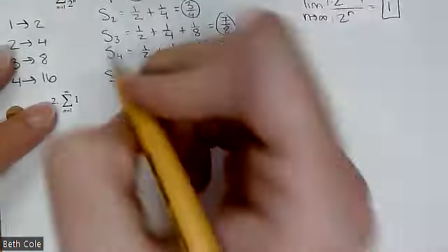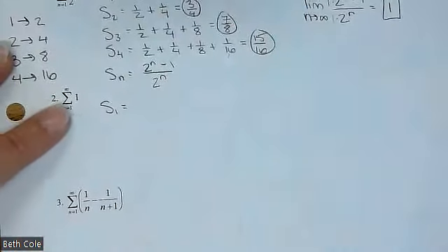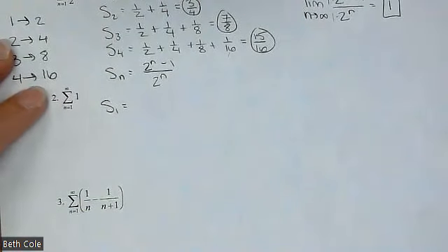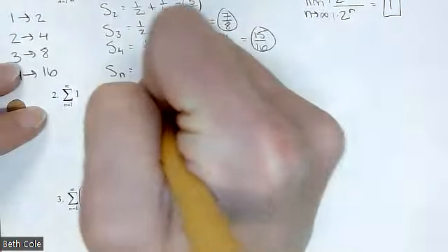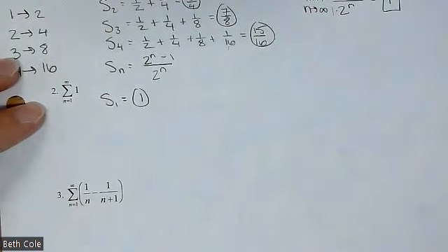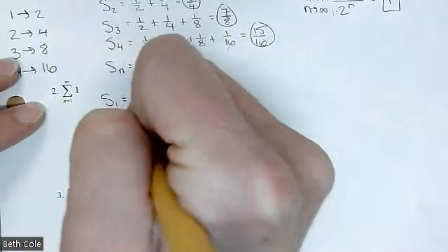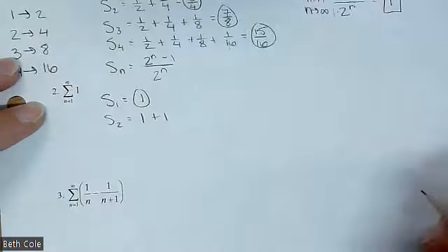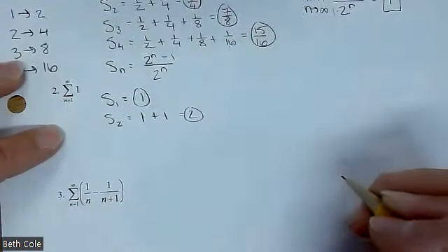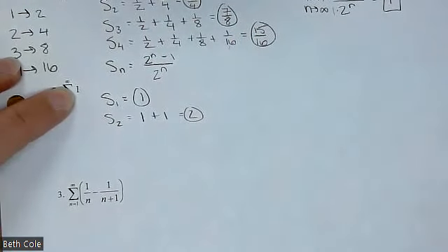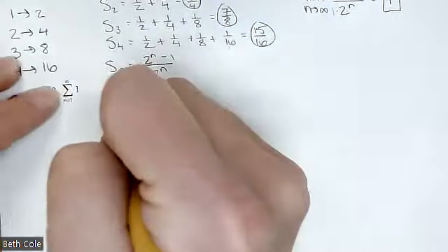Let's try another one. What would your first partial sum be for this series? 1. Good job. Don't overthink it. Your second partial sum will be 1 plus 1. So 2. Because it's literally just 1. Like there's not even an n in it.